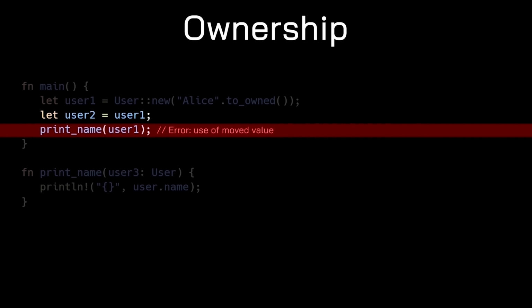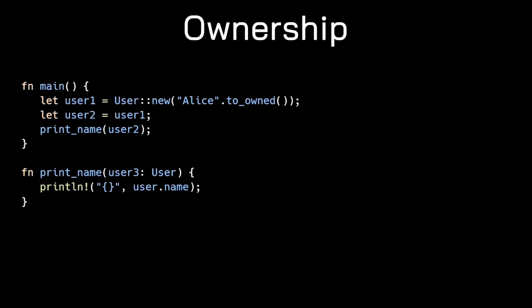This transfer of ownership is called move semantics, and it's really important because it eliminates nasty memory bugs like double free and use after free, which we saw in the C and C++ example before. So ownership and move semantics solve the problem of allocating and deallocating memory without manual memory management or a garbage collector. But ownership is only a piece of the puzzle.